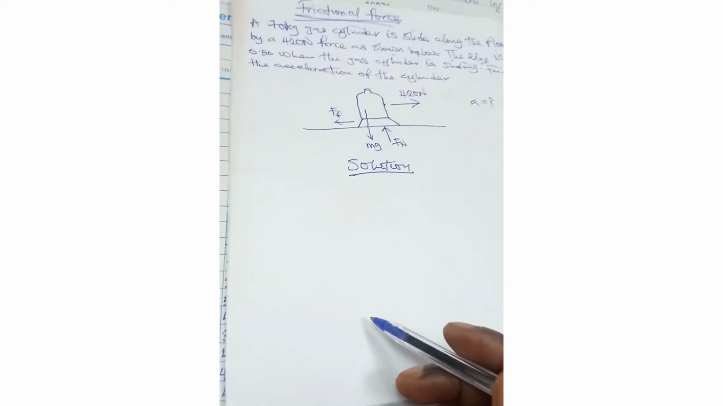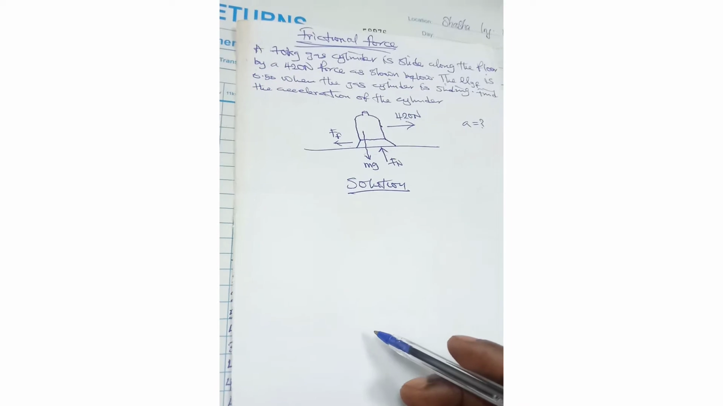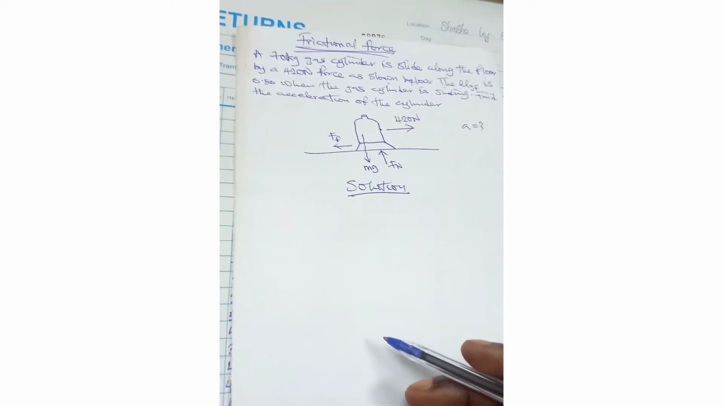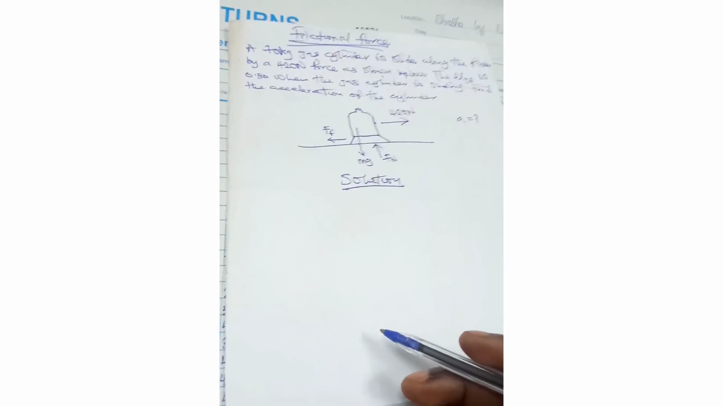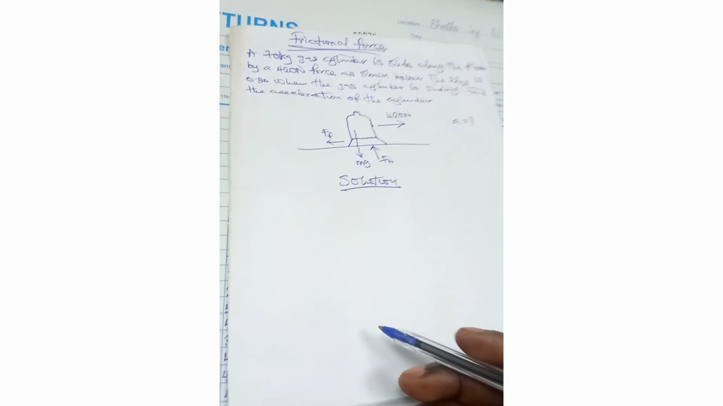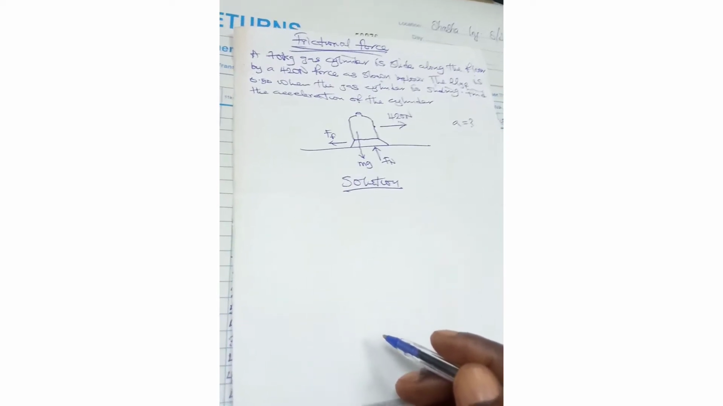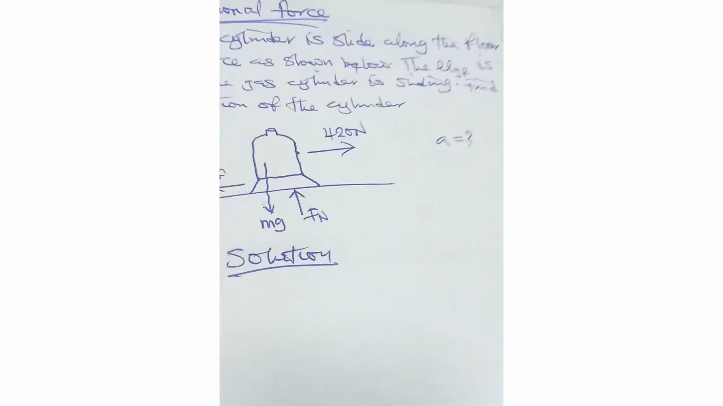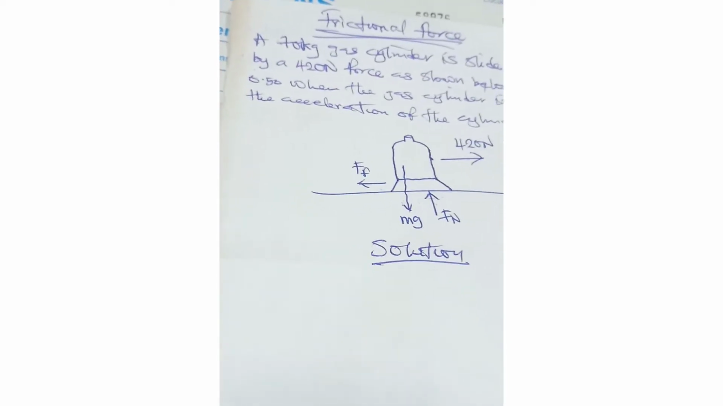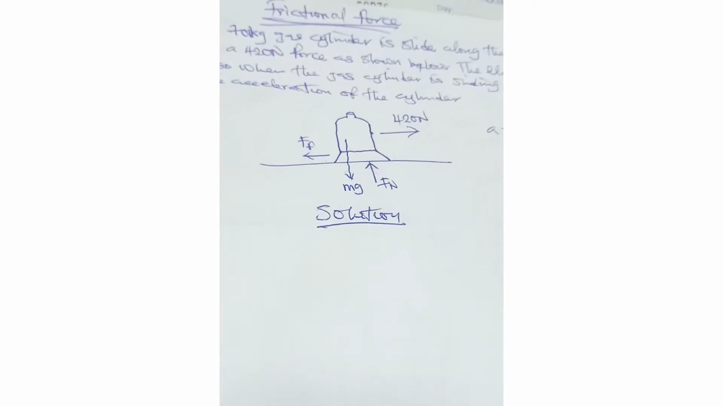In our class today, we'll be looking at a question under friction. The question says, a 70 kg gas cylinder is slid along the floor by a 420 Newton force, as shown below. The coefficient of friction between the gas cylinder and the floor is 0.5 when the gas cylinder is sliding. Find the acceleration of the cylinder.